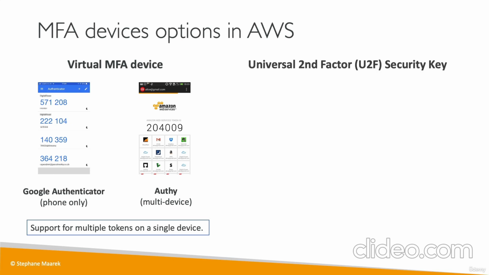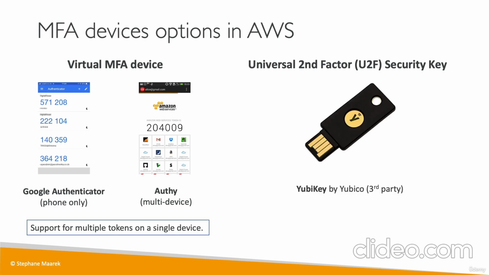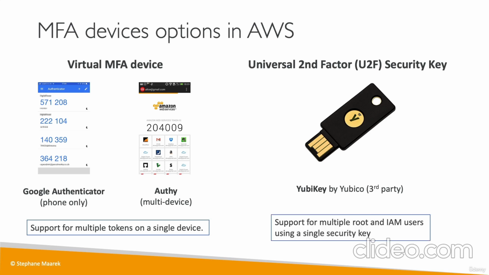Now we have another thing called a universal second factor, or U2F security key. And that is a physical device, for example, a YubiKey by Yubico, and Yubico is a third party to AWS. This is not AWS that provides it. This is a third party. And we use a physical device because maybe it's super easy. You put it on your key fobs and you're good to go. So this YubiKey supports multiple root and IAM users using a single security key. So you don't need as many keys as users. Otherwise, that would be a nightmare.